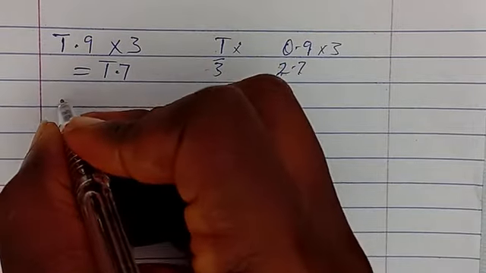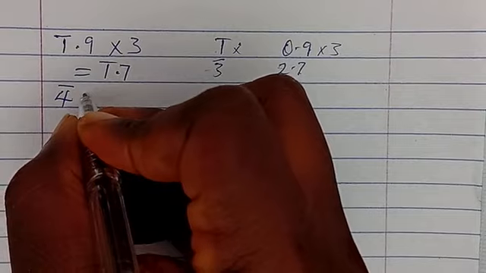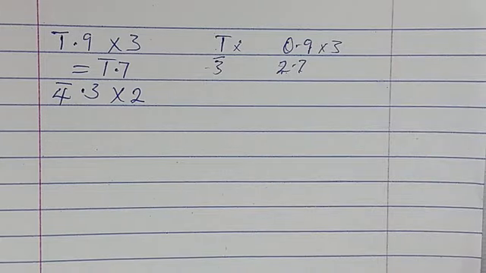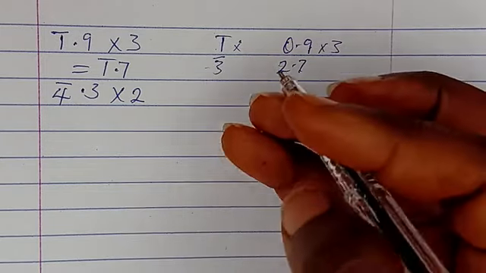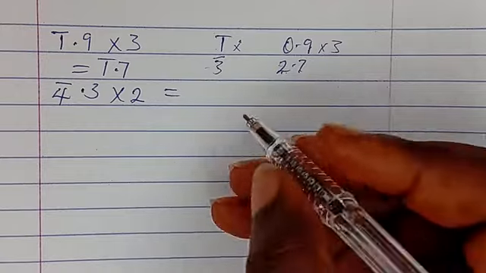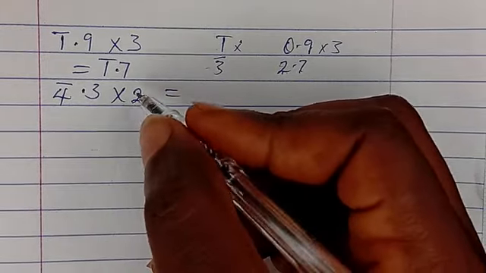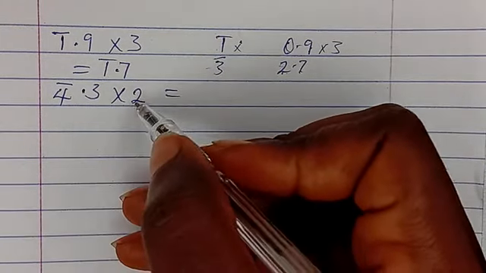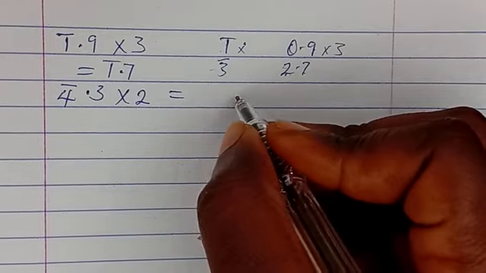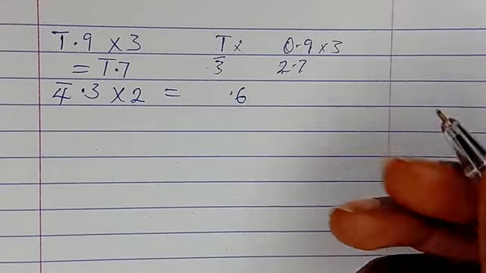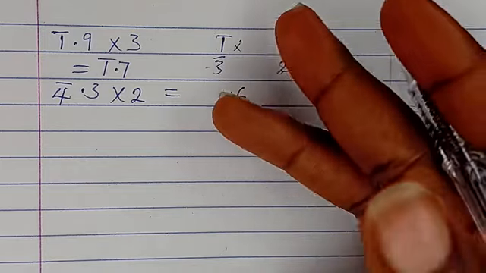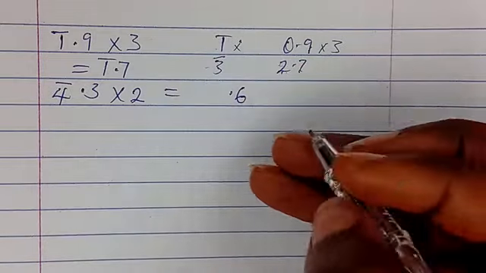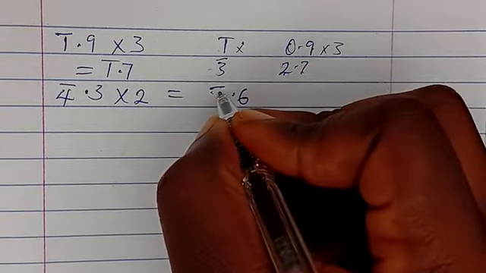Let's say we have bar 4.3 times 2. So for multiplication, we can actually do that without writing them separately. So 0.3 times 2 is 0.6. So for this one, we don't have any whole number parts to add up to here. So all we have to do is 2 times bar 4 is bar 8.